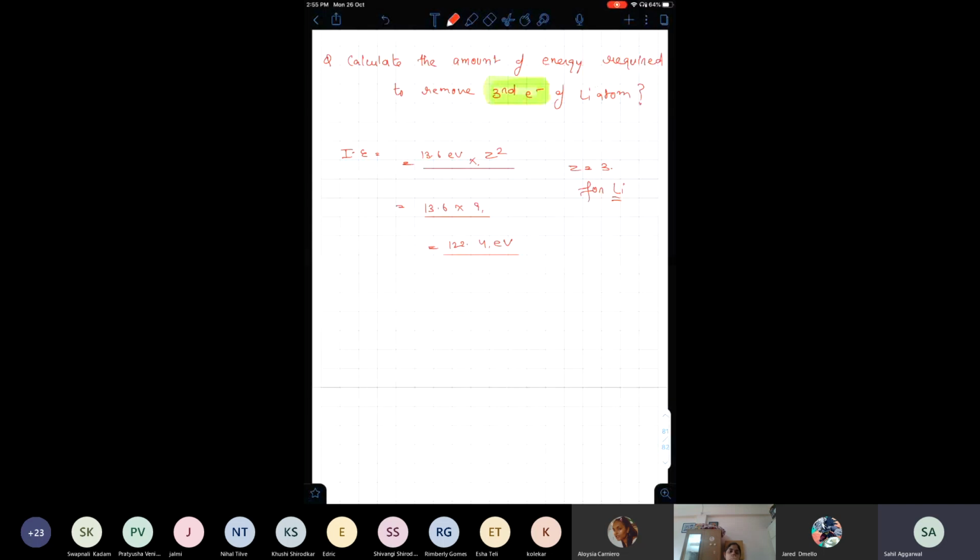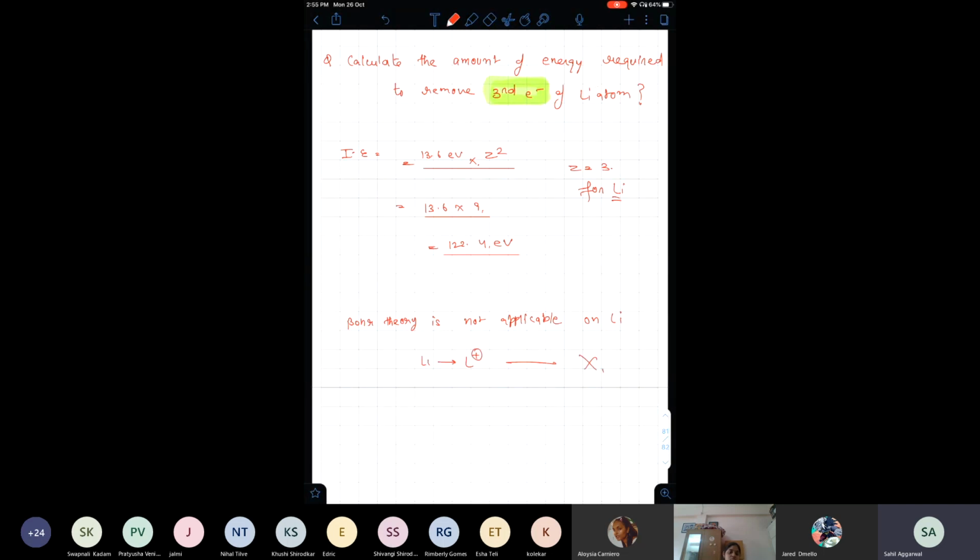Why? Because Bohr theory is not applicable on lithium. Is Bohr theory applicable on lithium? Deepika, Pratyusha, please listen to this carefully. Is Bohr theory applicable on lithium? That means you cannot tell how much energy required to remove first electron.